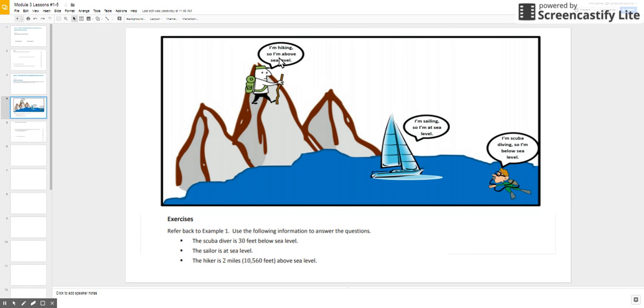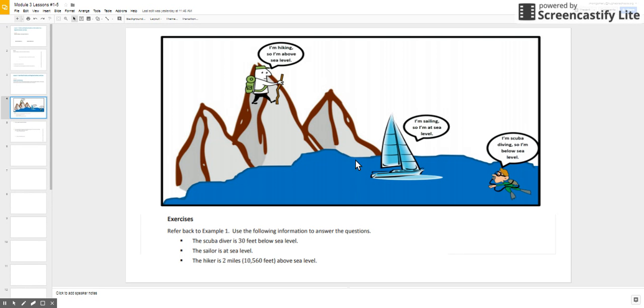Well, first up here, if we look at the top, going from left to right, we have this mountain climber. He says, I'm hiking, so I'm above sea level. So this guy is up high above sea level. We have a sailboat here. It says, I'm sailing, so I am at sea level. And we have another person, a scuba diver, who says, I'm scuba diving, so I am below sea level.